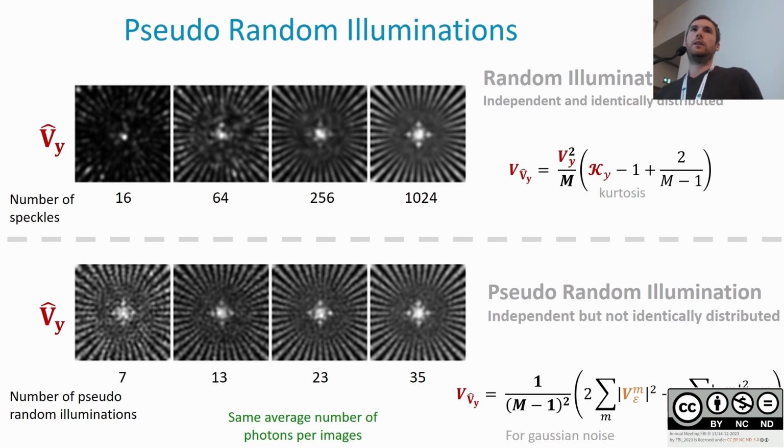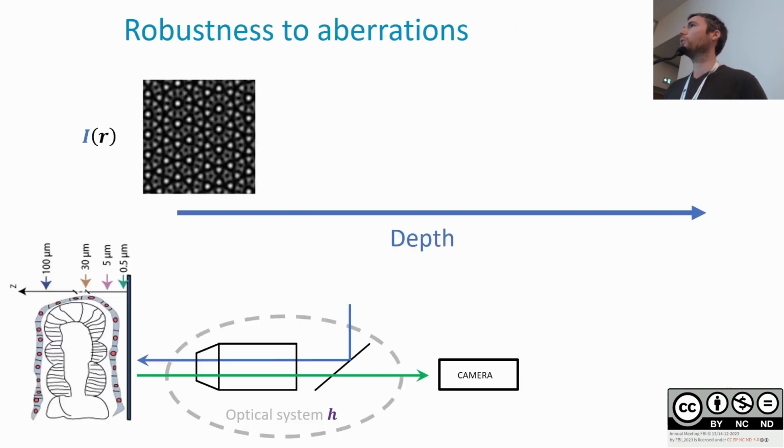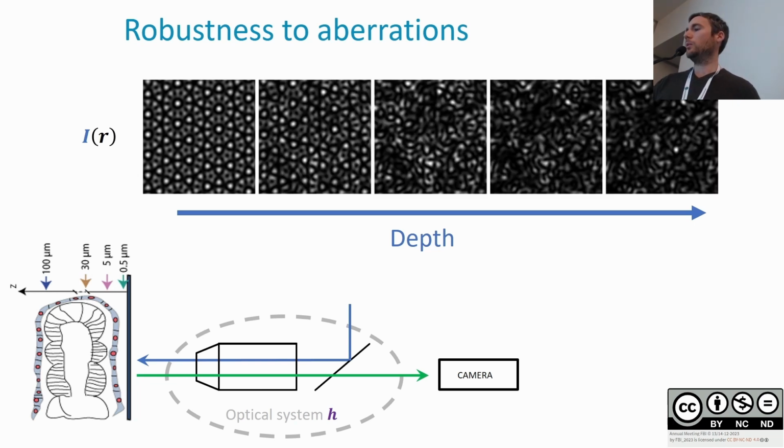Okay, but that's good, but now we have added control on our illumination. So we don't want to rely on this full control. So what happens if we look in depth? Well, this illumination will be changed by aberrations. And I made a small simulation to explain why we can still process this kind of images. So in depth, your illumination will slowly become a speckle again.